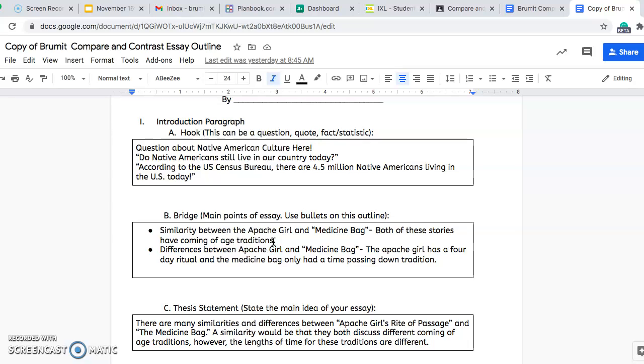And with the medicine bag, Martin and his grandpa reach a coming of age tradition where they are ready to pass on the medicine bag and what it has, its protection for them as a man.